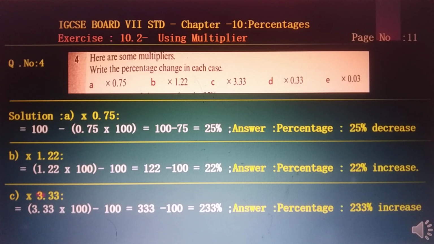And question C, 3.33. First 3.33 into 100 is 333. 333 minus 100, finally 233. The value 333 is higher than 100, so the result is an increase. Whenever the value is lower than 100, it means a decrease. For example, 100 minus 75, the 75 is a lower value compared with 100, so we get a 25% decrease.